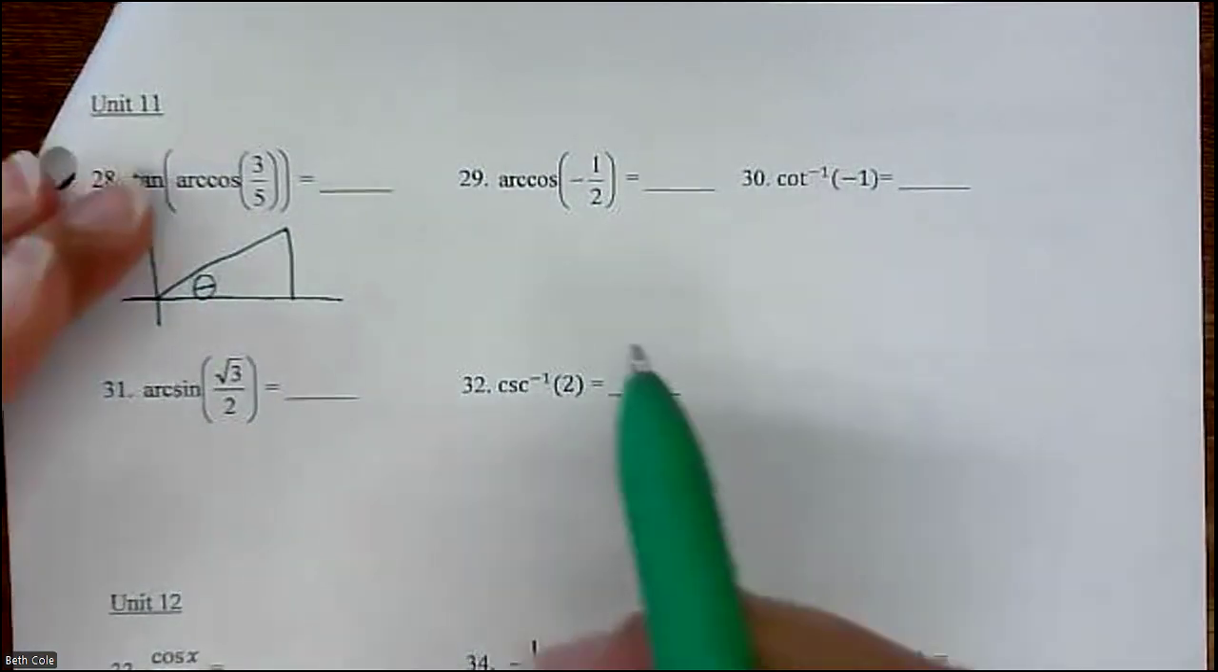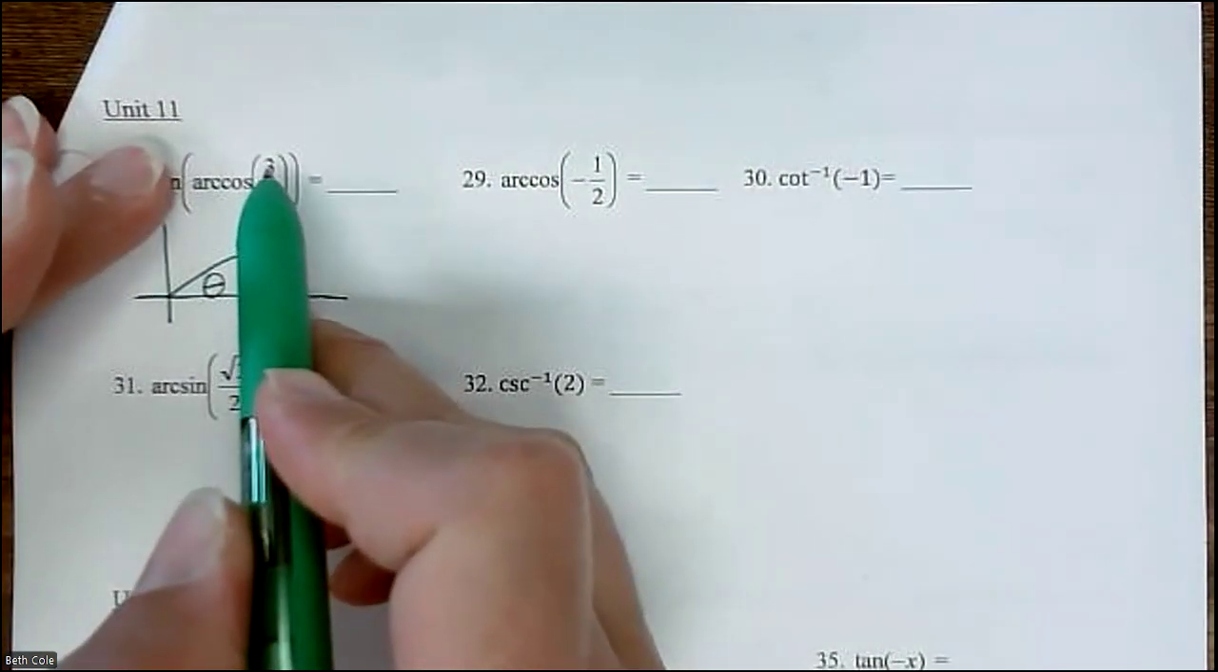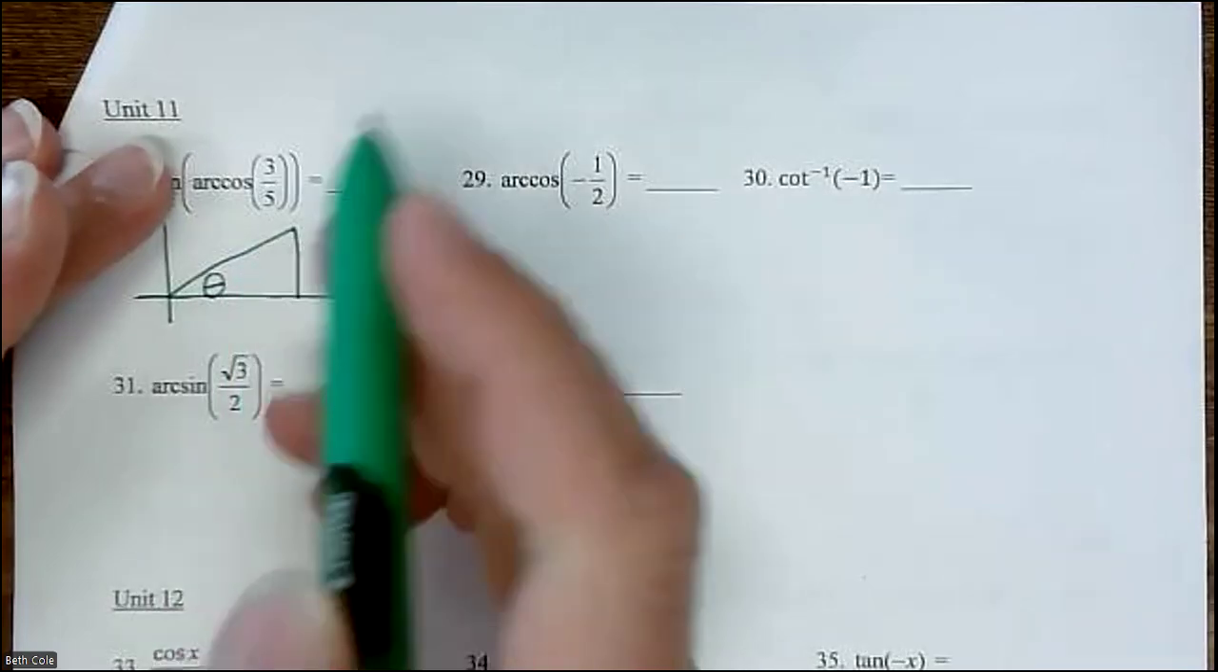We're back to SOHCAHTOA. So cosine is what over what? Adjacent. Yeah, good.